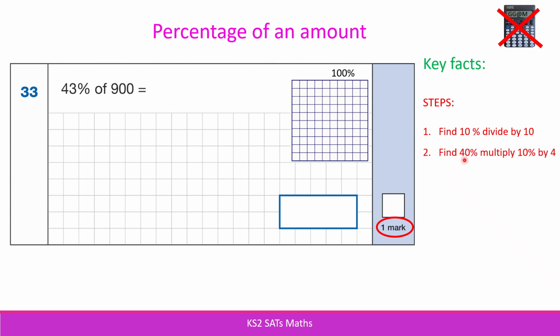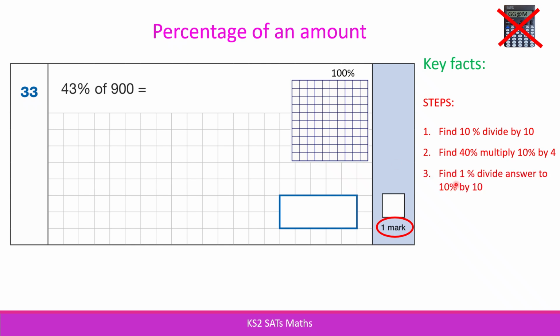Then to find 40%, I've got 1 strip, which is 10%. So 40 is 10, 20, 30, 40. It's 4 strips. So come across 4 times by the 10 gives you 40%.